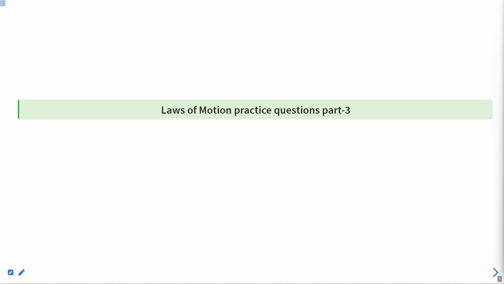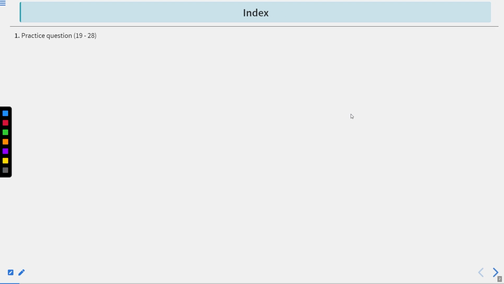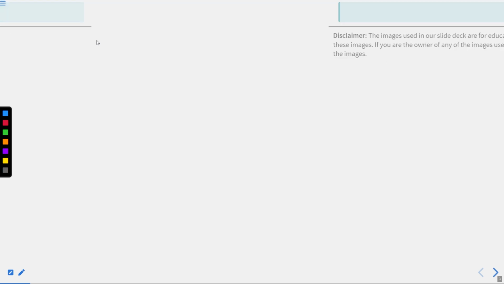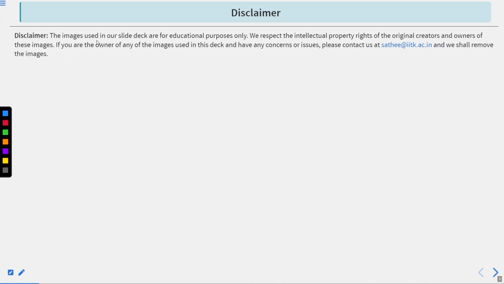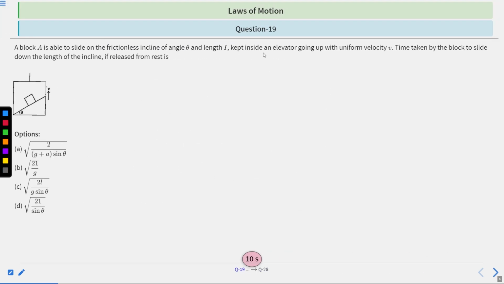Hello students, in today's lecture we will solve practice questions based on laws of motion. Part 3. In this lecture we will cover practice questions from 19 to 28. This is the first question, or we can say the 19th question.